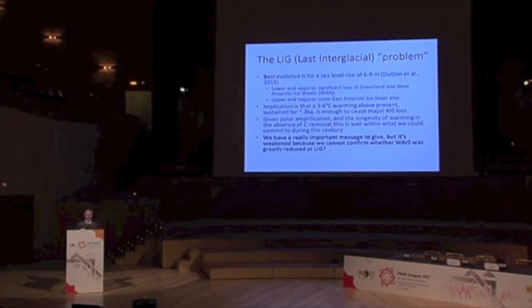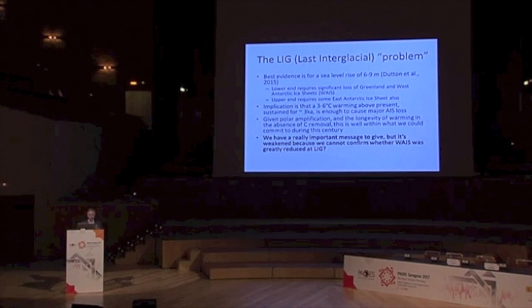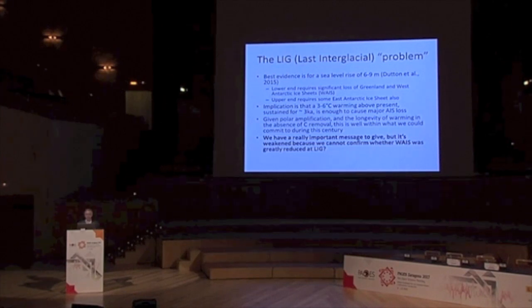And so we should be shouting about this. We should be saying this isn't just models. Actually, the data shows that under the conditions we're going to be in, sea level was 6 to 9 meters higher. But we can't shout about it because we can't put our hand on our heart and say we know where the ice came from.